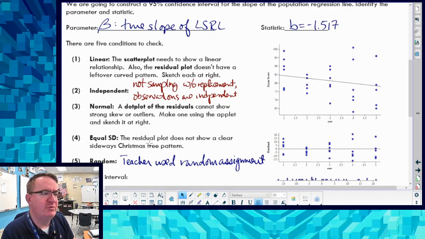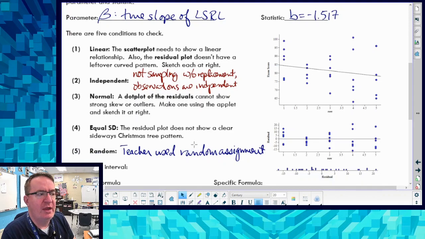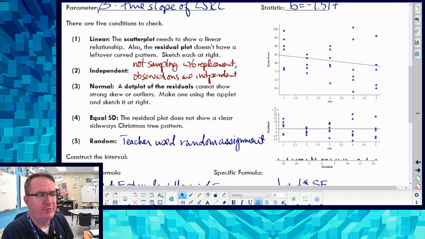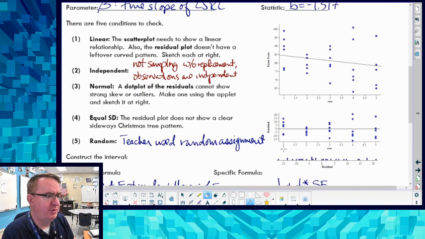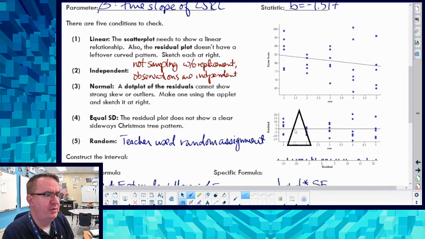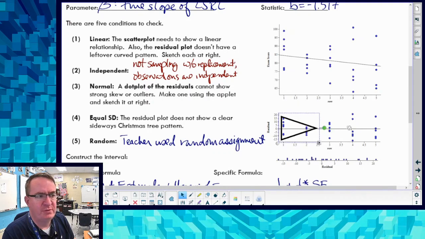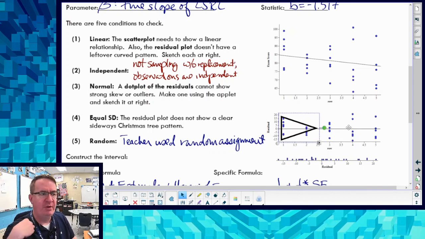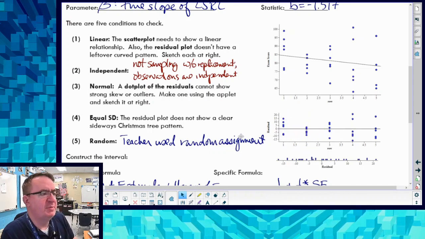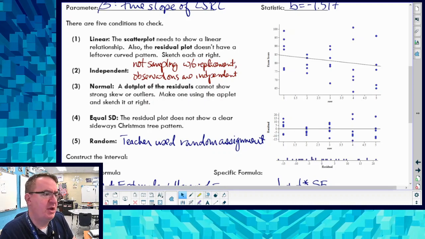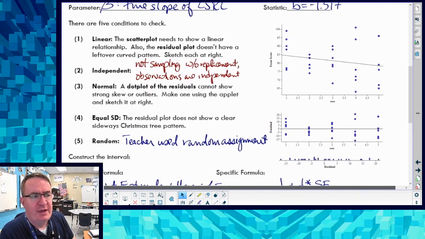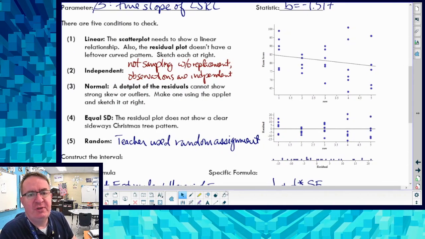Equal standard deviation: the residual plot does not seem to show a clear sideways Christmas tree pattern. What that would look like is something that looks a little bit like this, or the reverse. It's not going to get more and more narrow. And then last but not least, the randomness: the teacher used random assignment. So that's LINER, and you can see that over here. Again, most of this data will be given to you because they don't want you to waste time typing all the data in, running all the tests, et cetera.